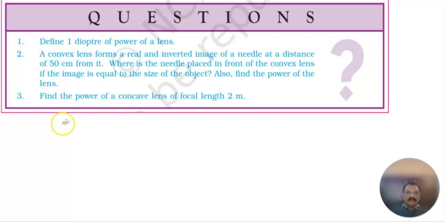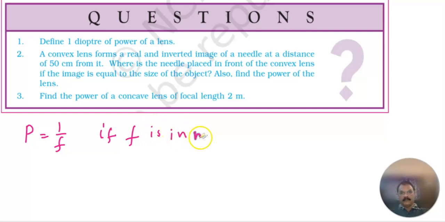So the power will become P equal to 1 by F. If F is the focal length given in meters, then power will be in diopters. So one diopter, again I repeat, is that power whose focal length is 1 meter.